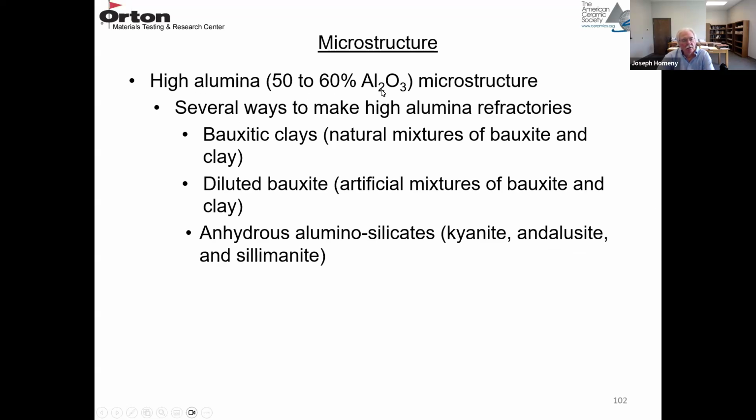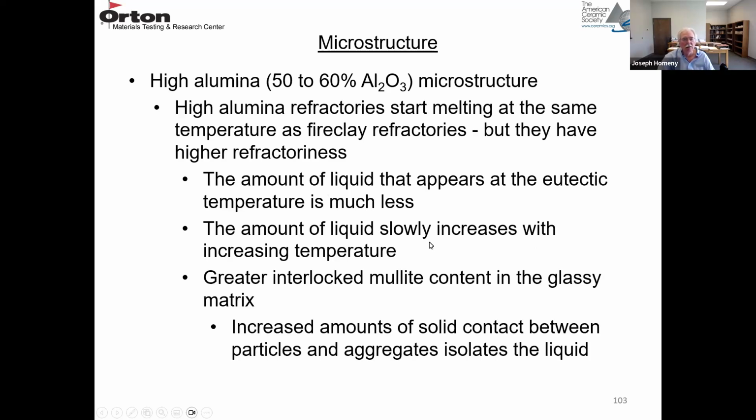The materials that are 50 to 60% alumina, there are several ways to make these. You have a variety of raw materials. You have bauxitic clays, which are natural mixtures of bauxite and clay. So it's clay enriched with bauxite. You have diluted bauxite, so your bauxite that's been calcined plus a clay. And then you have your anhydrous aluminosilicates like kyanite, andalusite, and sillimanite. So you have all different combinations of these raw materials now when you get up to the higher alumina contents.